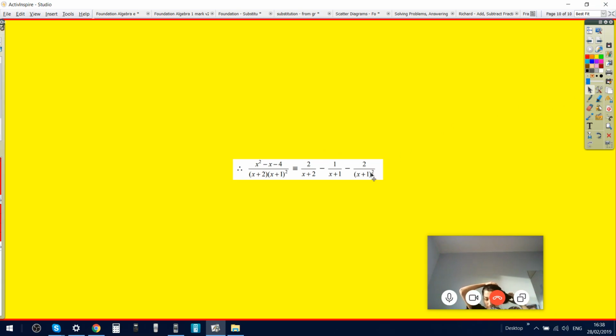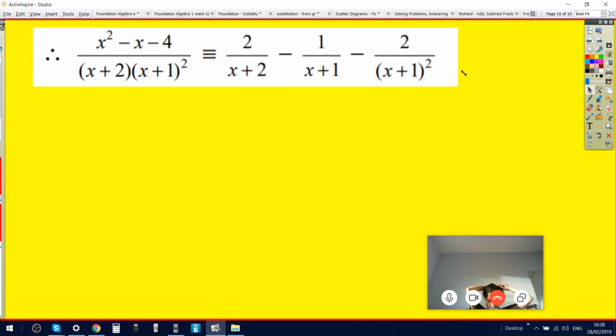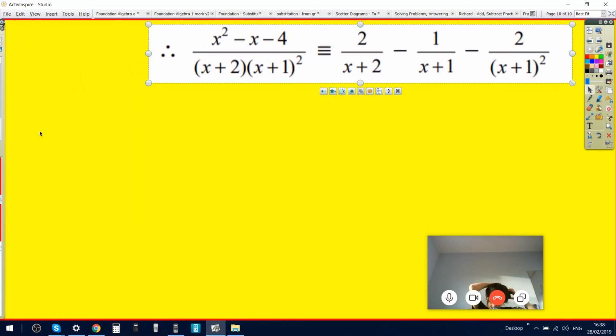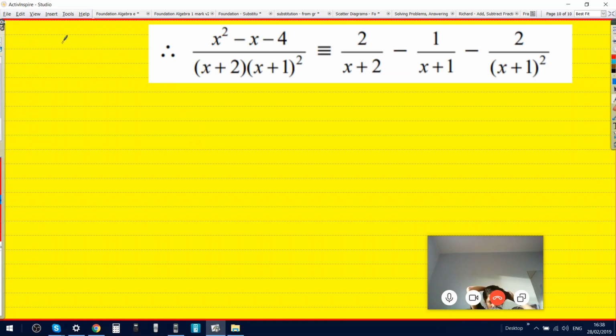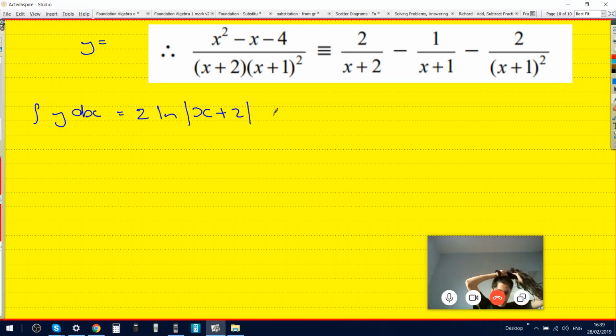Okay, integrate. So 2 over x plus 2 is just 2 ln modulus x plus 2, minus, and then it's minus ln modulus x plus 1. And then you do. Ooh, that's a sticky one. I don't really know.